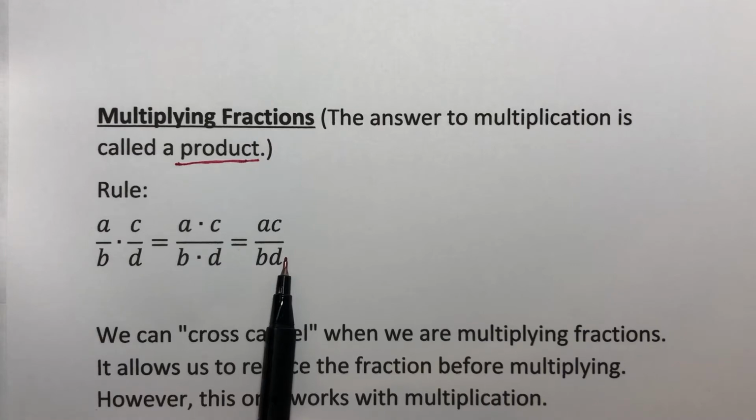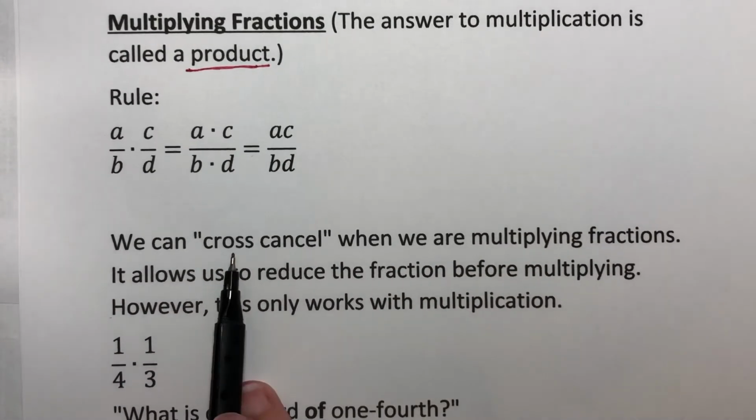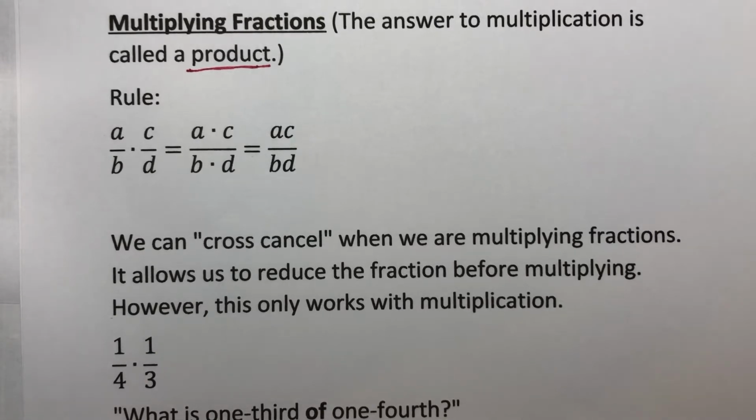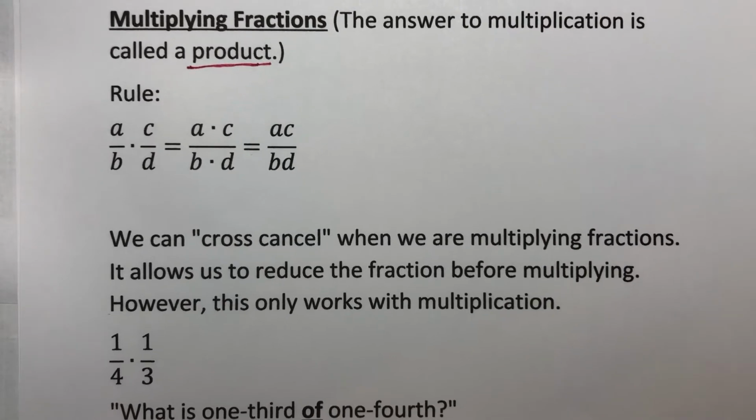Okay. Now with multiplication and multiplication alone, we can cross cancel. I'm going to be showing you exactly how this works. It allows us to reduce the fraction before we multiply. We get to deal with smaller numbers. It's very nice. We'll work things both ways for a little while. Okay, but let's talk a little bit about a good gut sense about what it means.